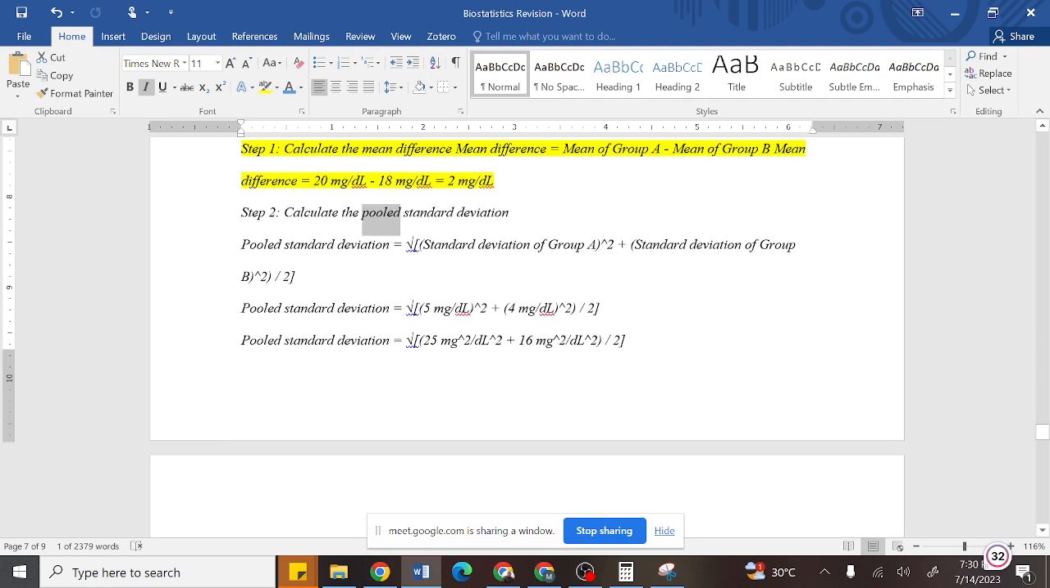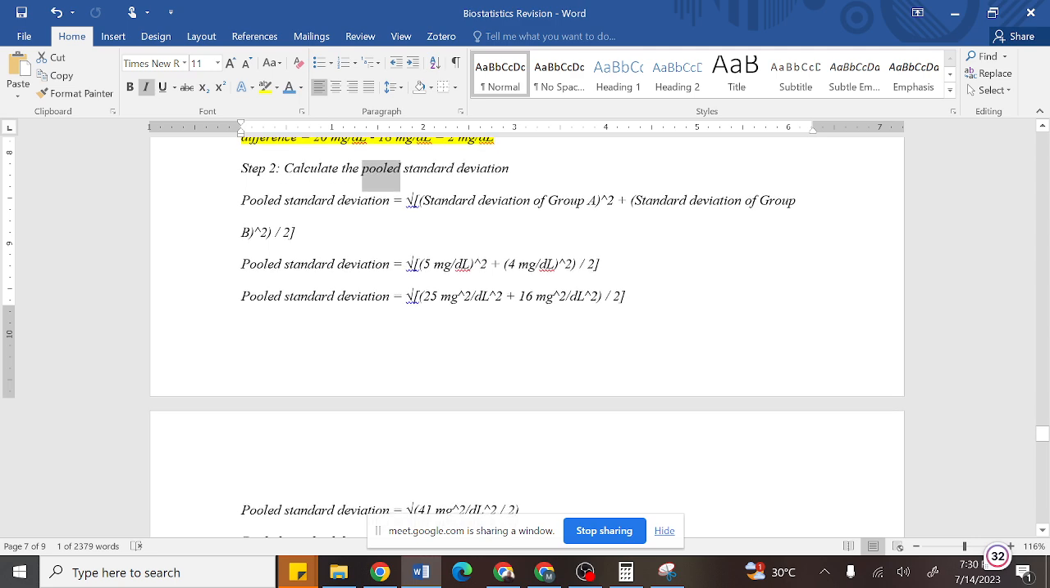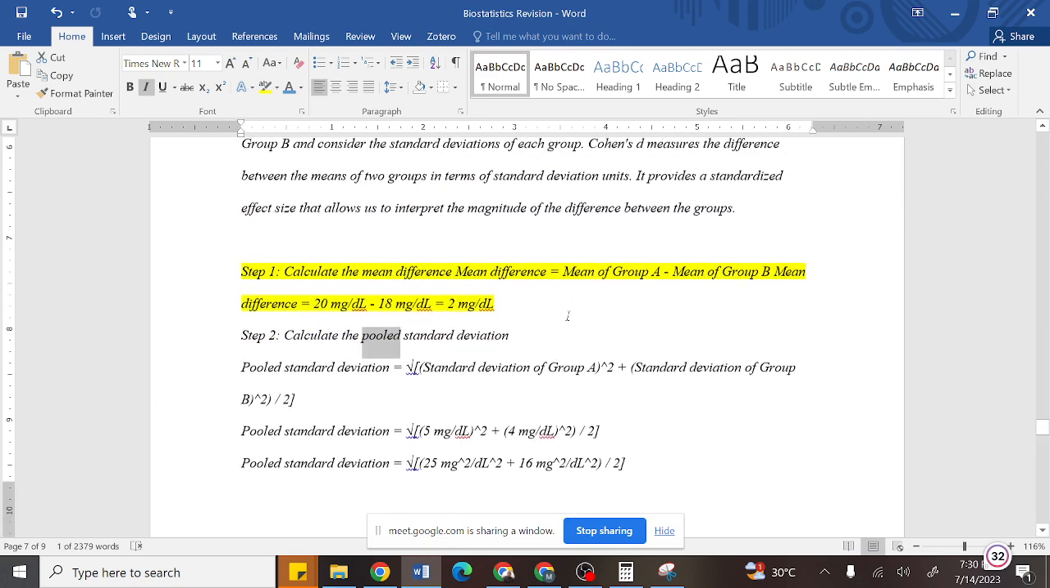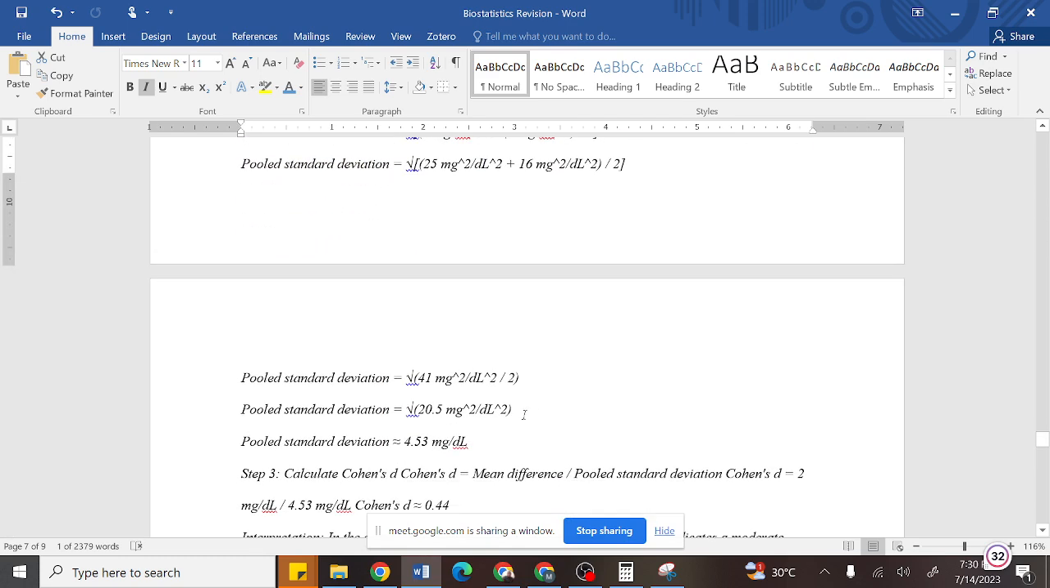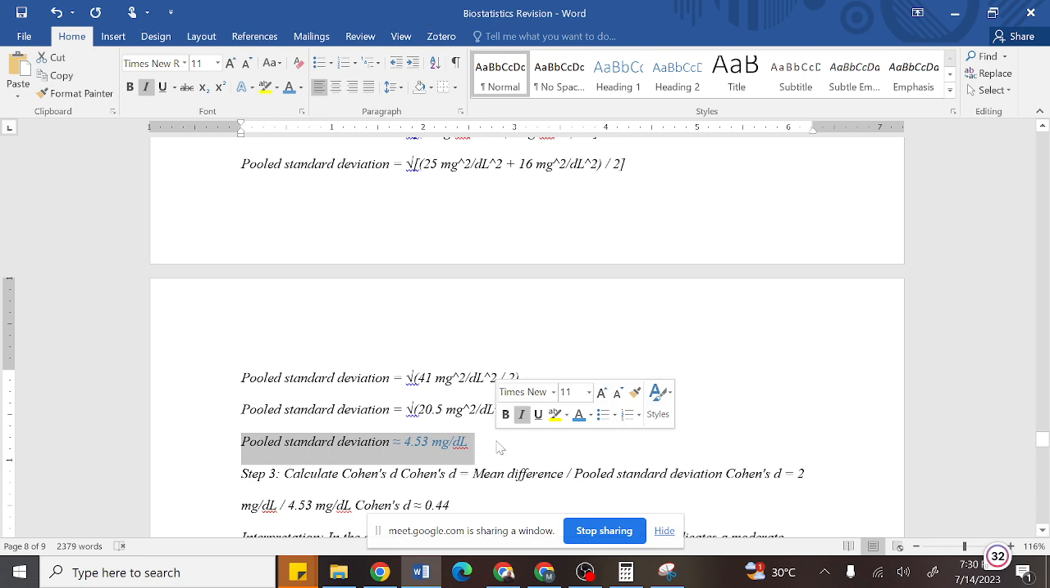Remember, whatever answer you get, you will have to get the square root of the answer that you have gotten. But remember that you have it divided by 2 here. So this is just basically what you see. The subsequent steps are the substitutions and the answer that you have here is 4, which is the pooled standard deviation.